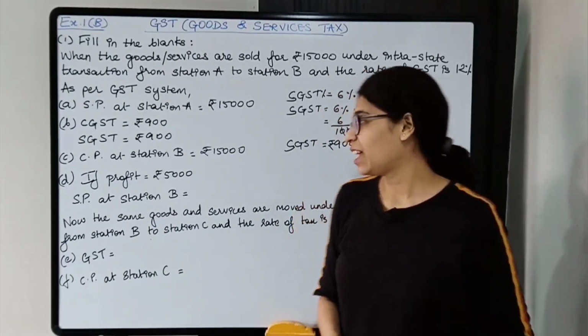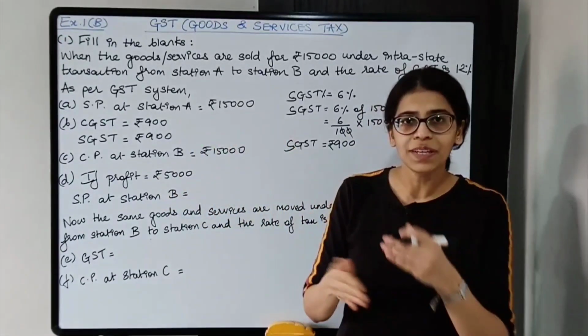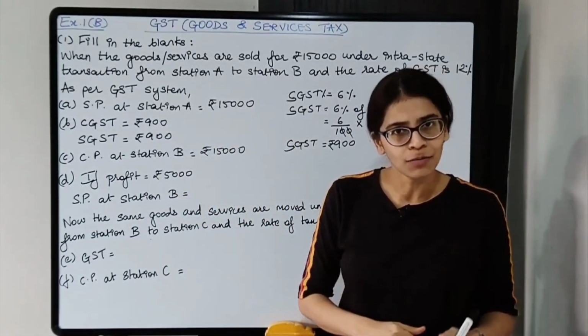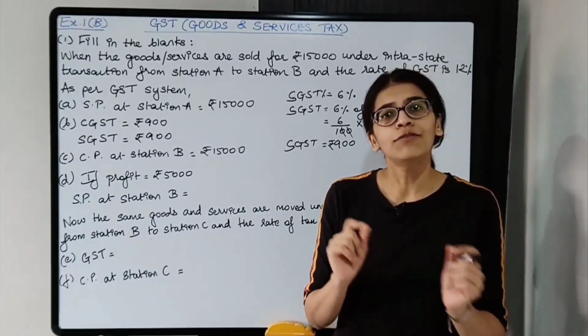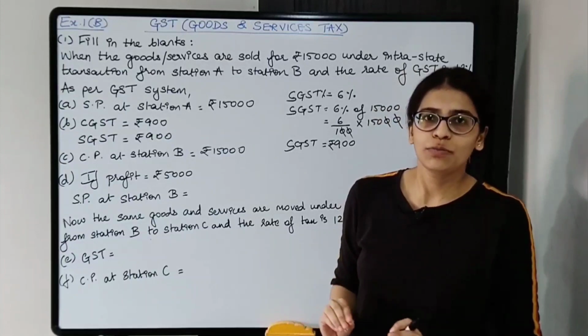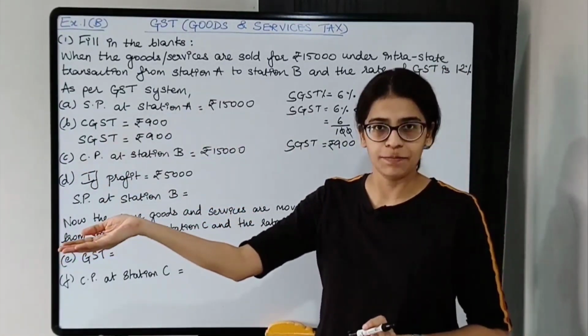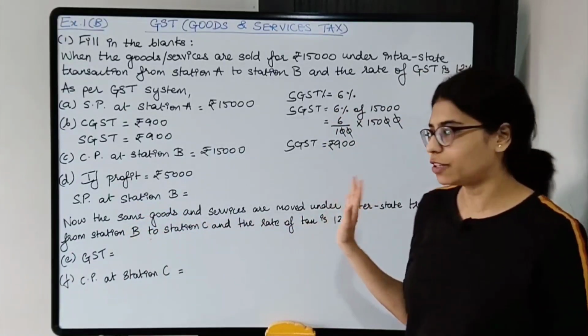All right. D, if profit is equal to rupees 5,000, selling price at station B is equal to dash. Now profit is 5,000. Now what B is doing is, B is buying from A, ठीक है, for 15,000 rupees. It is going to keep a profit of 5,000 rupees and again sell it. So B, say we are going to sell to C. So I'll read the rest of the question for your understanding.